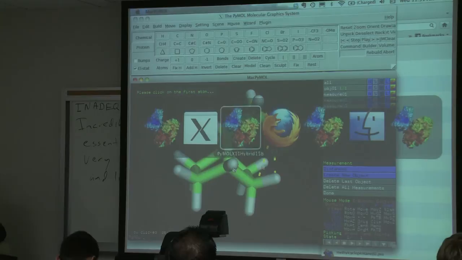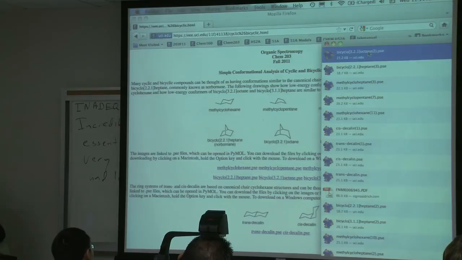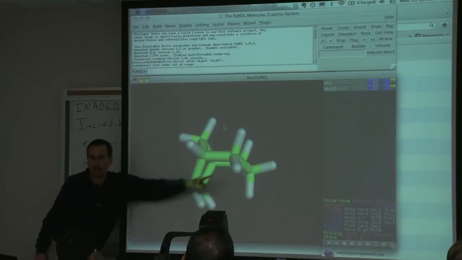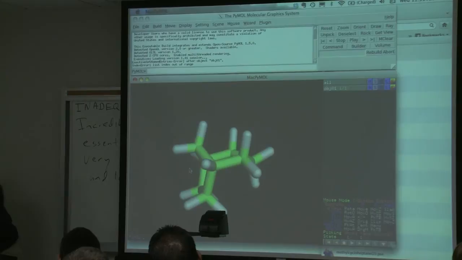So I'll give you a bicyclo 3-2-1 octane structure. And so we've got this. You notice you have your cyclohexane embedded in it. This is what I was talking about. You see your chair cyclohexane embedded in the structure there. So it's just like a chair cyclohexane embedded in the structure. So you can play with that.